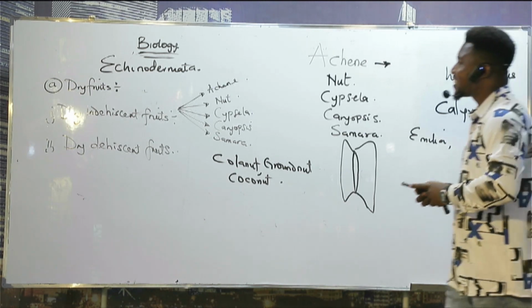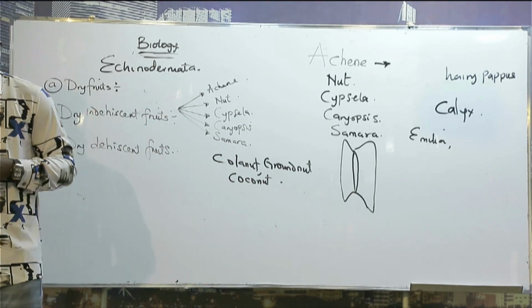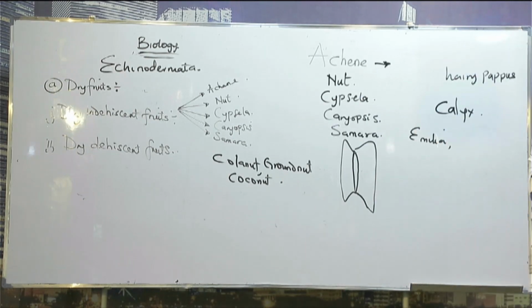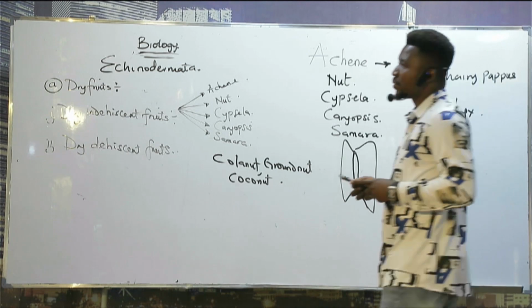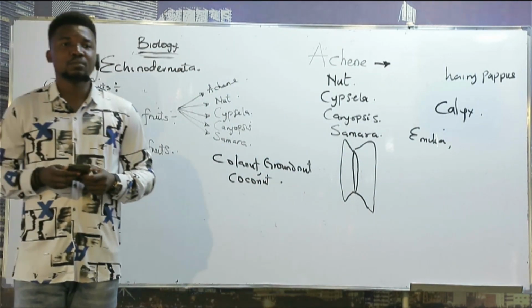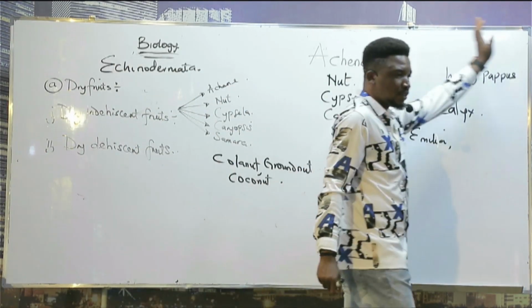that has a simple pericarp and also one seeded. Full stop. Example. What are the examples of this? We can see it in the seeds of what?